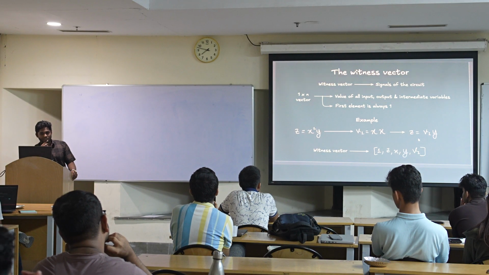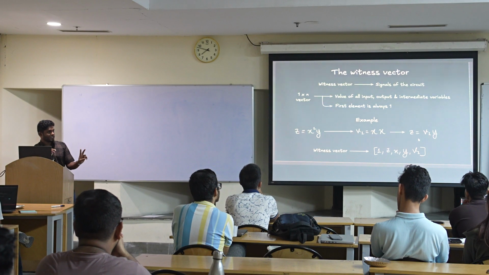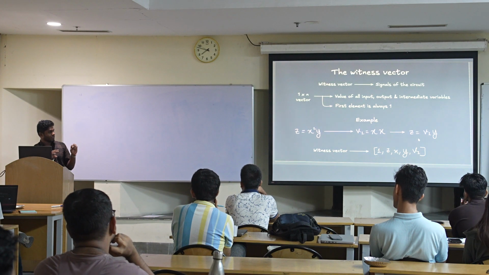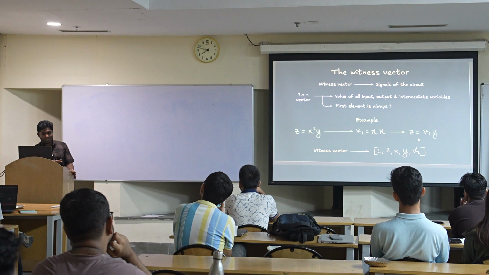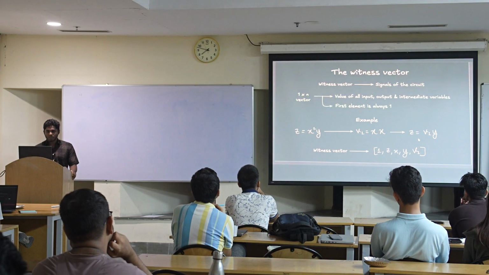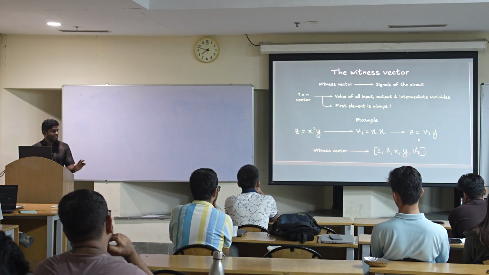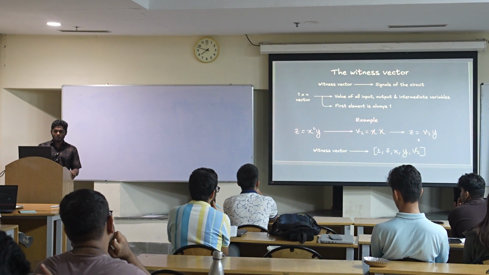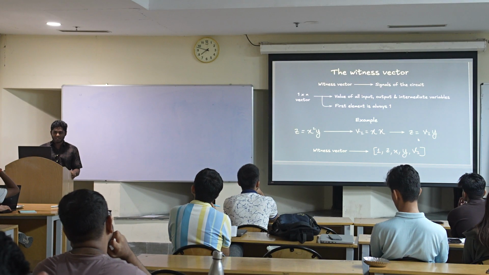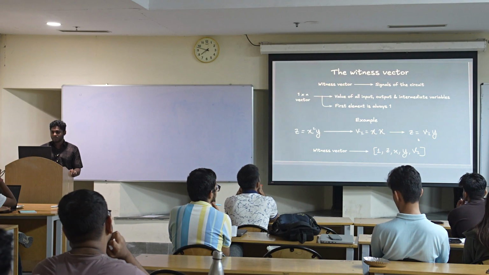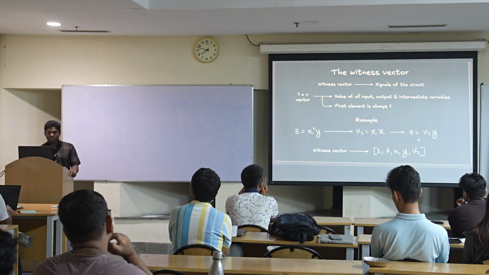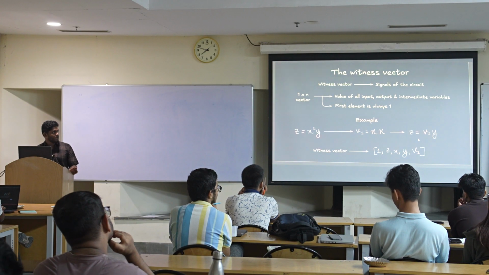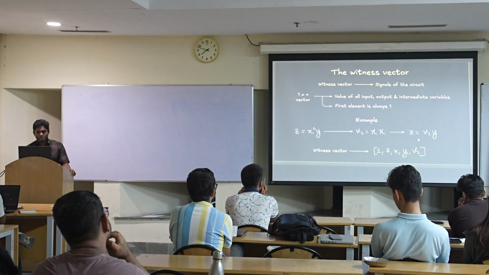Now let's take a look at witness vector. So witness vector is basically the signals of the circuit, basically the inputs of the circuit. So the vector is of n length. The first element is always 1. So just take this as an assumption right now. I'll explain this further. The value of all input, output and intermediate variables are present in the witness vector.